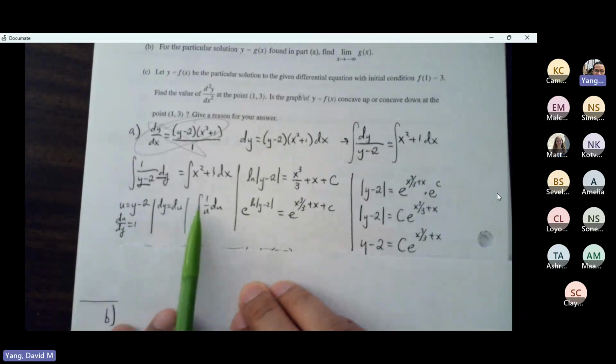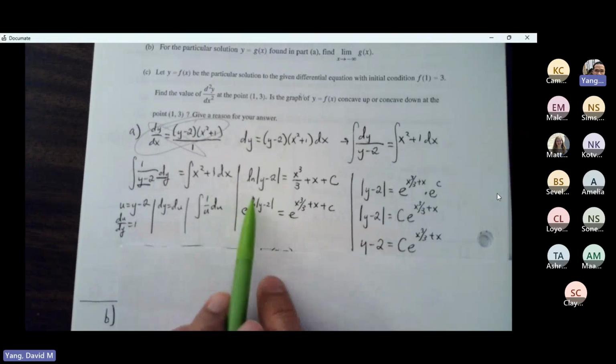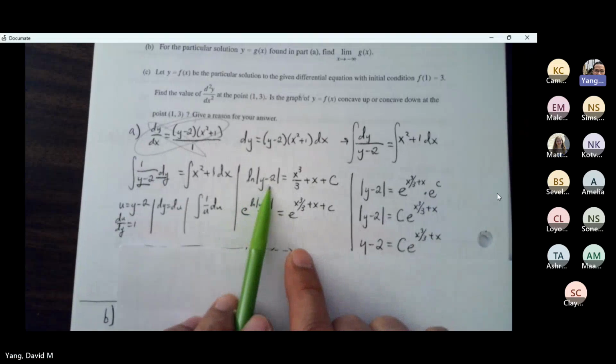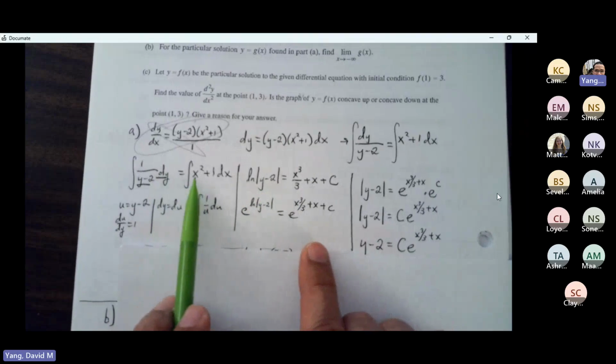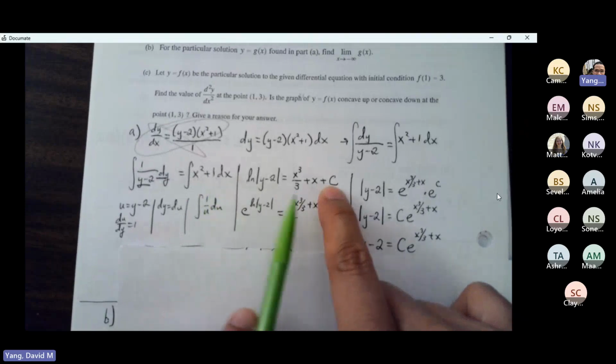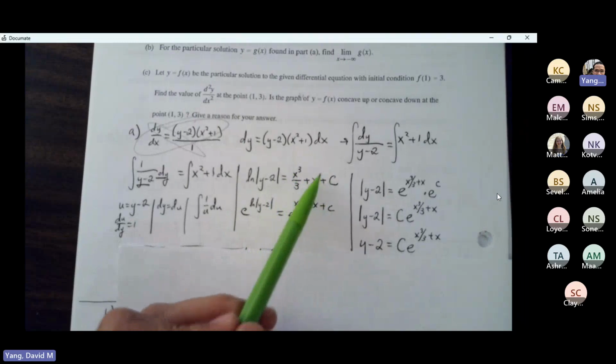Okay, dy equals du, make my substitution, comes out really clean, 1 over u du, which is natural log absolute value of u, and replace the u back in terms of y. So this is my cleaned up version of the left side. The right side, got to do power rule: x squared becomes x cubed over 3, 1 becomes x, don't forget the plus c. You're only going to write plus c once, and it shows up on the right side.